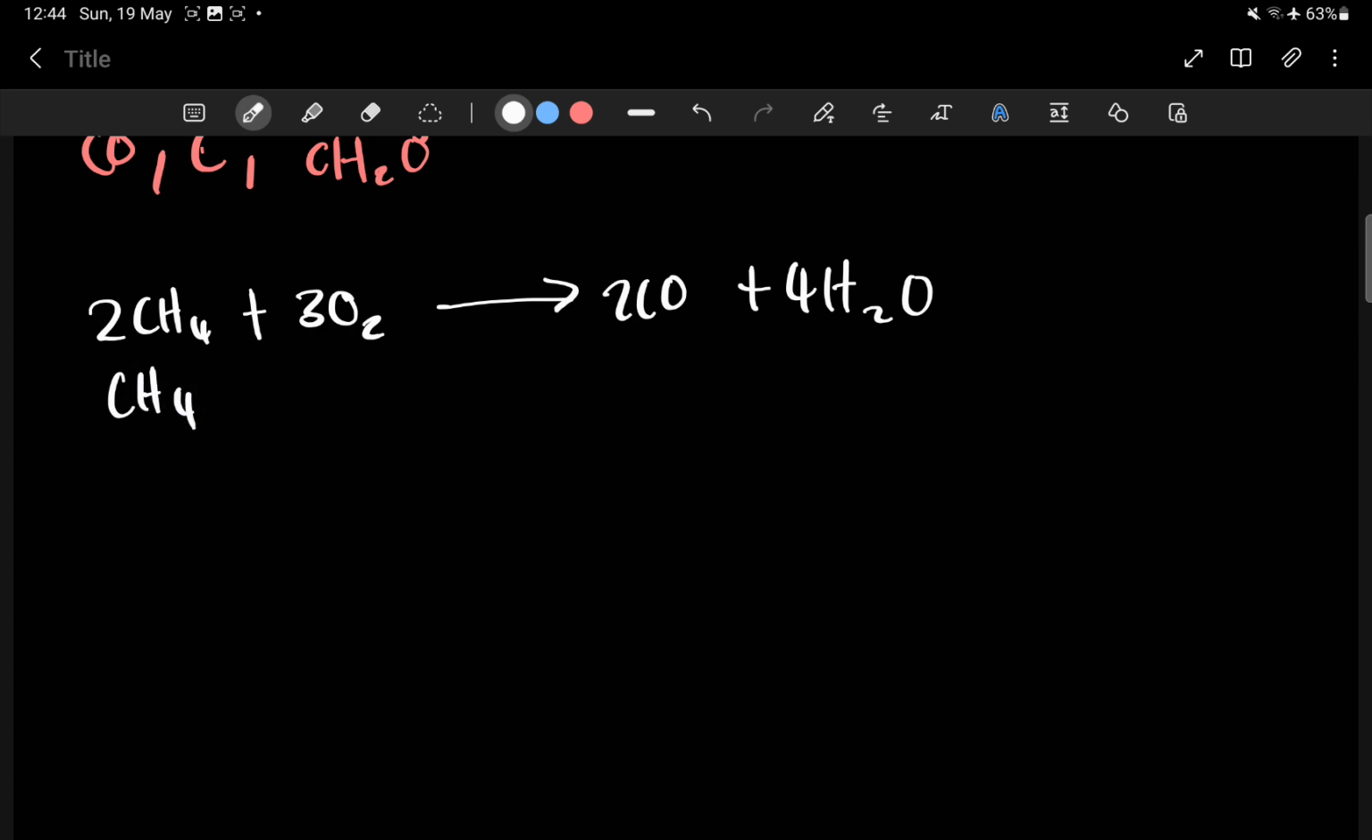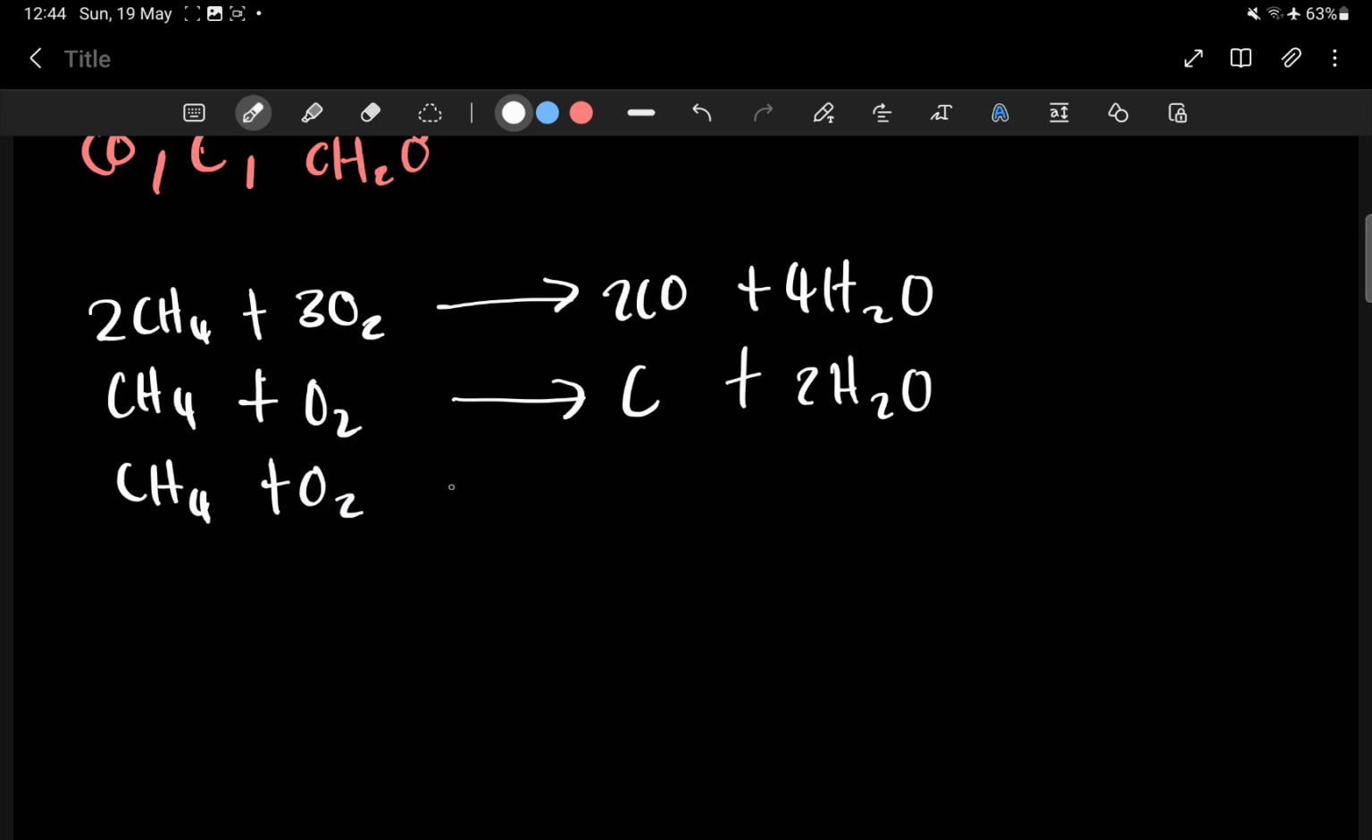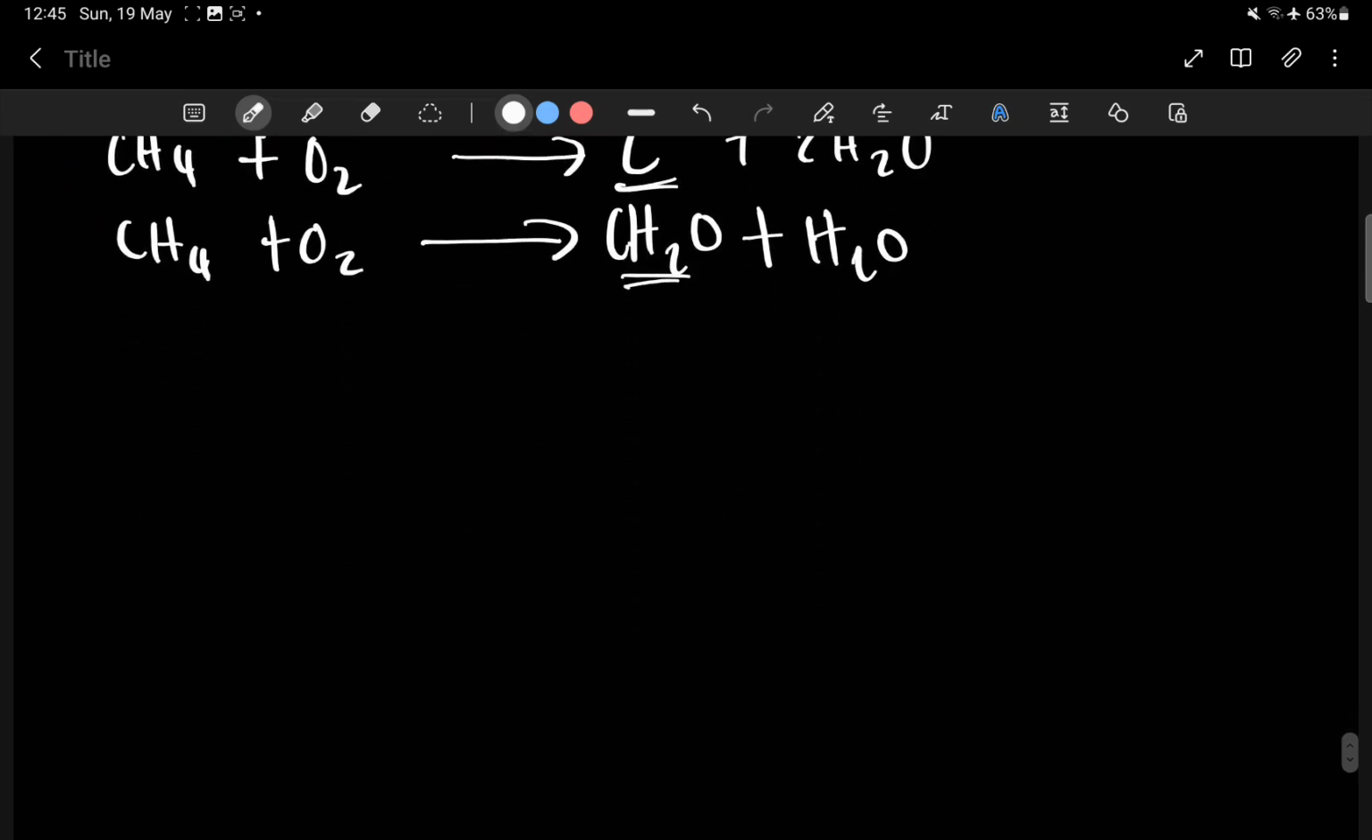Another example is if I have one more of methane, one more of oxygen, then I can get carbon soot plus water, 2 moles of water. If I have again one more of methane plus one more of oxygen, I can get CH2O, my smog, and then plus water again. So these are the bad guys that you can get: carbon monoxide, carbon soot, and smog. You can check them out if you want to see the picture.